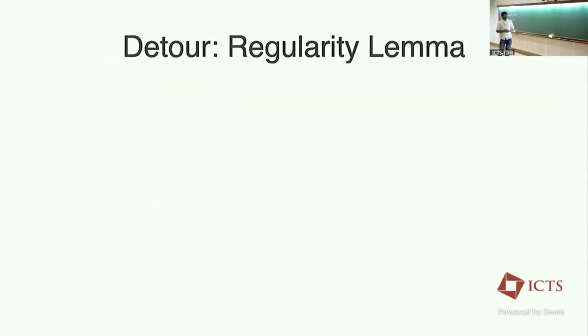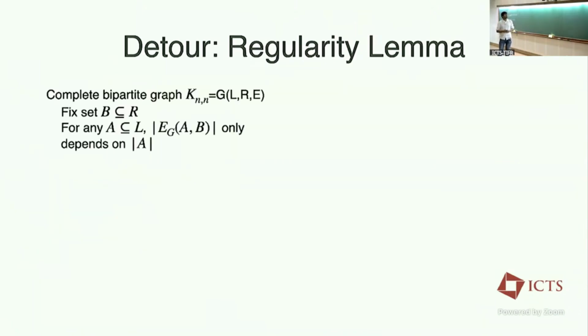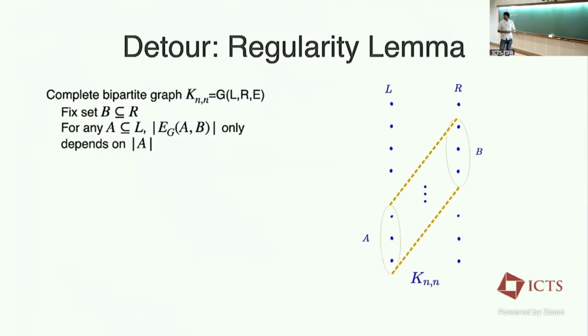Let's take a detour into regularity lemmas. So let's say we have a complete bipartite graph with all n square edges. The left set is called L, the right set is called R. Let's fix some set of vertices B on the right. Then if I want to count the number of edges between A and B, it's trivially true that it only depends on the size of A. It doesn't matter which A I'm talking about, because we have all the edges here. This is certainly not true if you don't have a complete bipartite graph, because some part of the left set might have a lot of edges to B, some part might not.